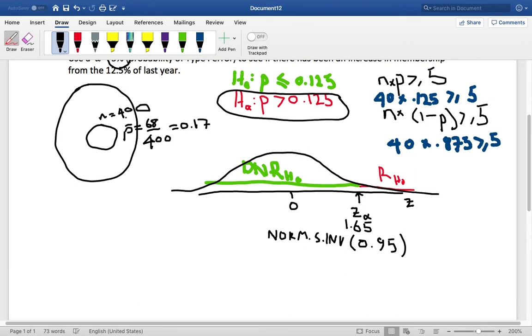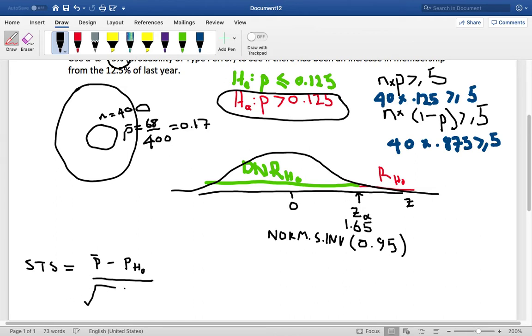Okay, so all we need to do now to actually complete this is to find out the value of the test statistic. Now, if you remember, the value of the test statistic for a proportion question, or the standardized test statistic that I called it before, is going to be P bar, and P bar is going to be 0.17, minus P from the null hypothesis. The proportion from the null hypothesis is whatever value is in here in green, which would be 0.125.